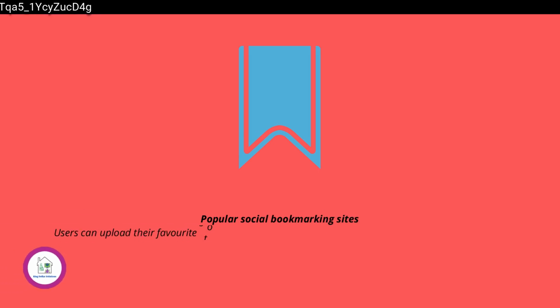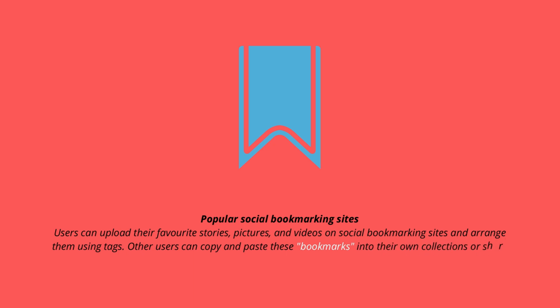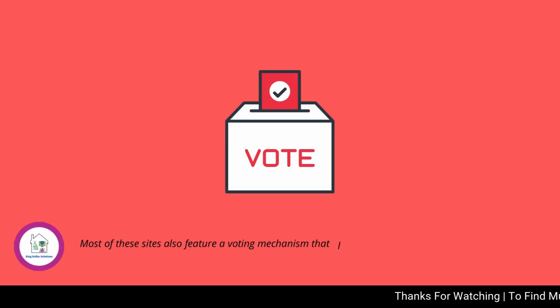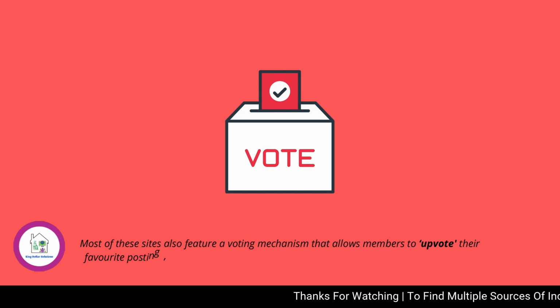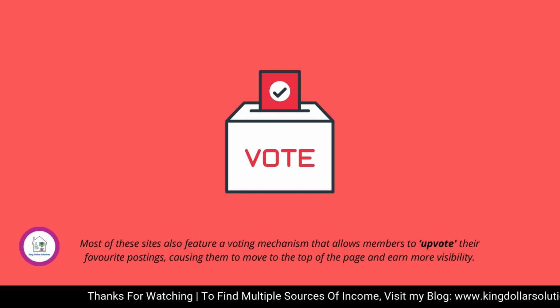Popular social bookmarking sites. Users can upload their favorite stories, pictures, and videos on social bookmarking sites and arrange them using tags. Other users can copy these bookmarks into their own collections or share them with even more people. Most of these sites also feature a voting mechanism that allows members to upvote their favorite postings, causing them to move to the top of the page and earn more visibility.